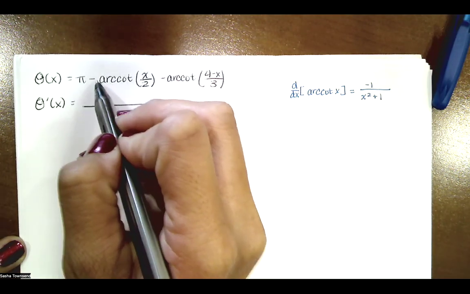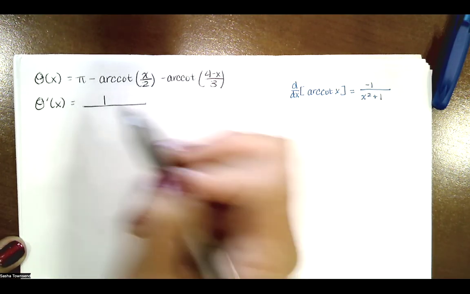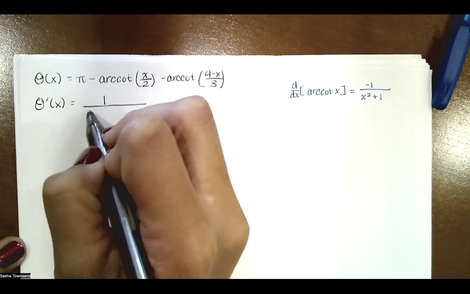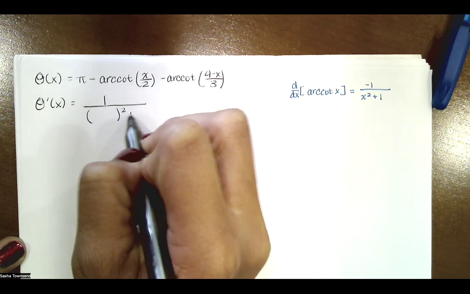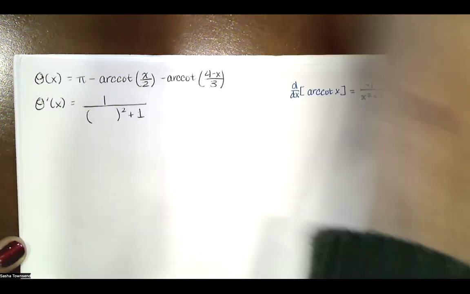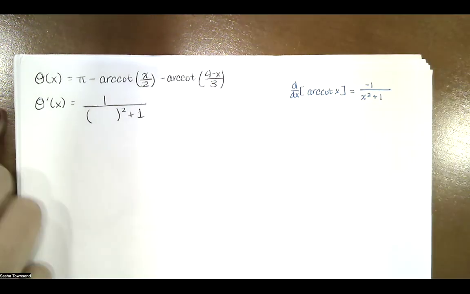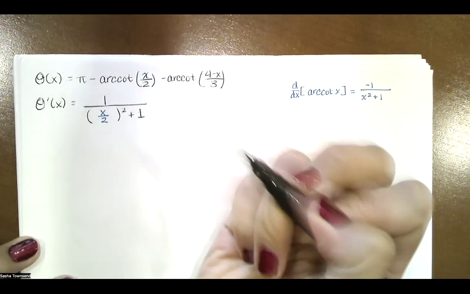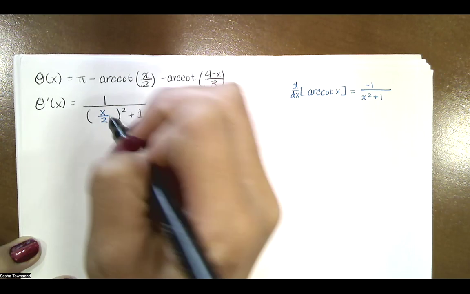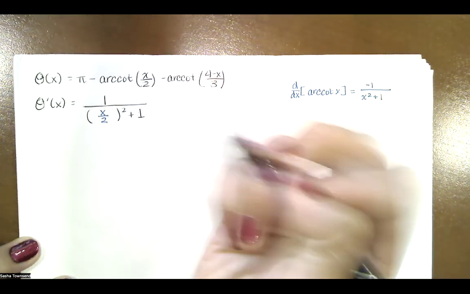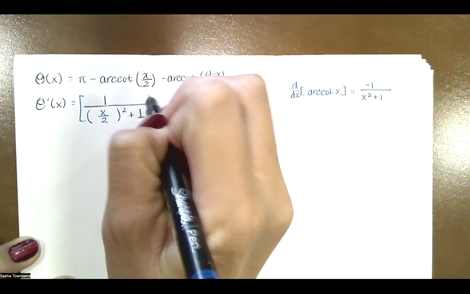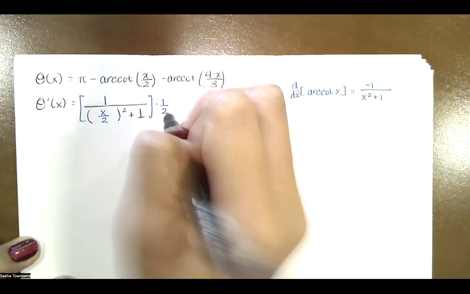So I have the negative arc cotangent of a function. The derivative of the negative arc cotangent of a function is +1 divided by that inside function squared plus 1. Then put the inside function back inside. And then we multiply by the derivative of the inside by the chain rule. The derivative of x divided by 2 is the same as the derivative of 1/2 x. So we get a 1/2 as a factor there.